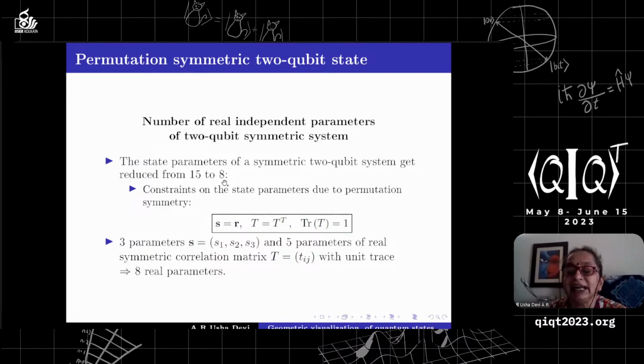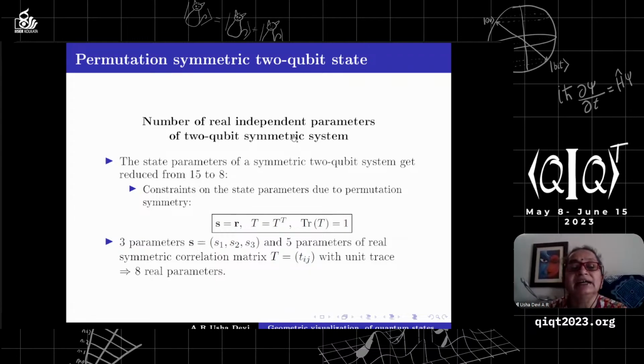How do I count it? I can count it in 2 different ways. One is I am restricted to a 3-dimensional subspace, and a density matrix in a 3-dimensional subspace has 3 squared minus 1, 9 minus 1, 8 parameters.